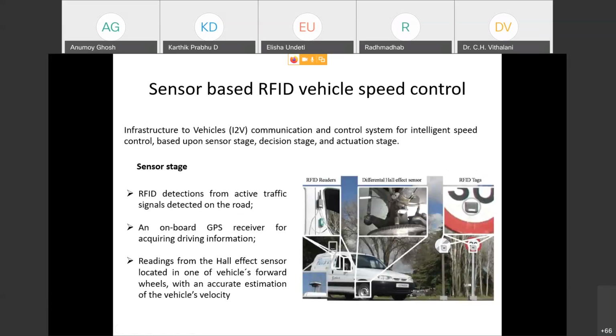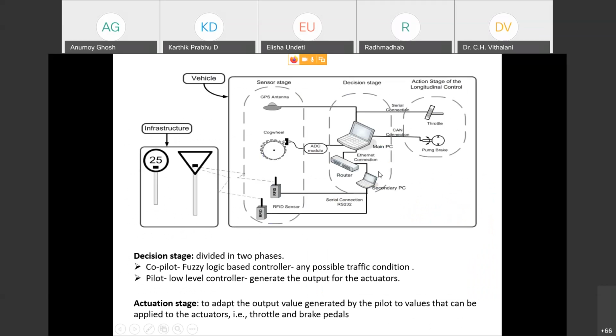Now this is the sensor based RFID system. Yeah, this one is a better picture to discuss.